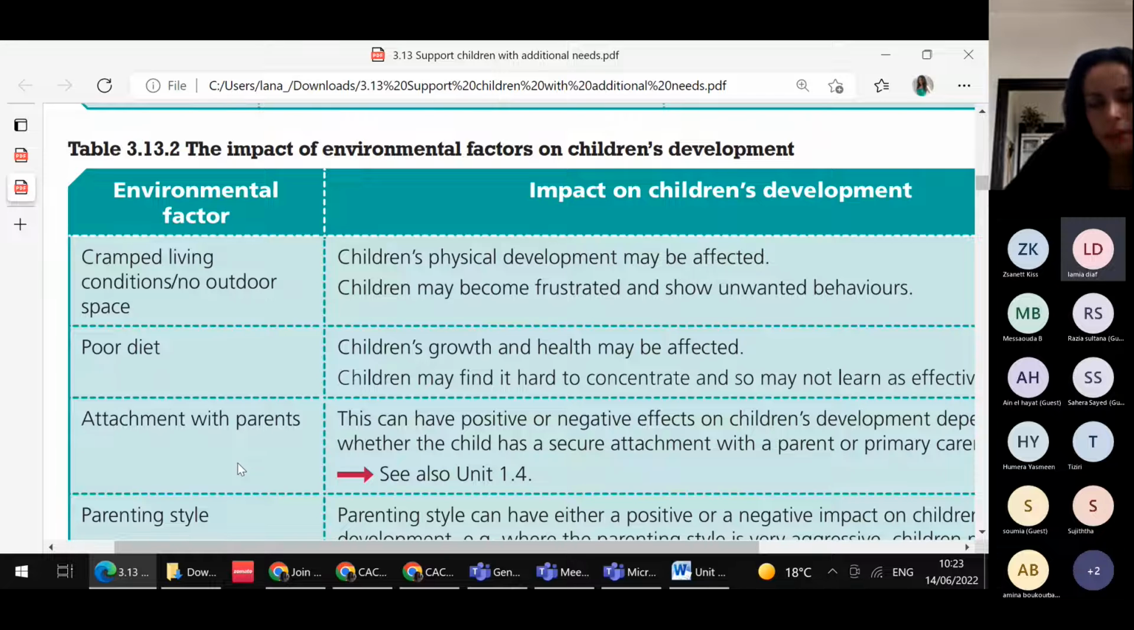Can't get involved in the group. Yes, he will have difficulties building relationships and making friends. Yes, but what are these factors? What environmental factors could affect the child's development? Can you think about some of these factors?